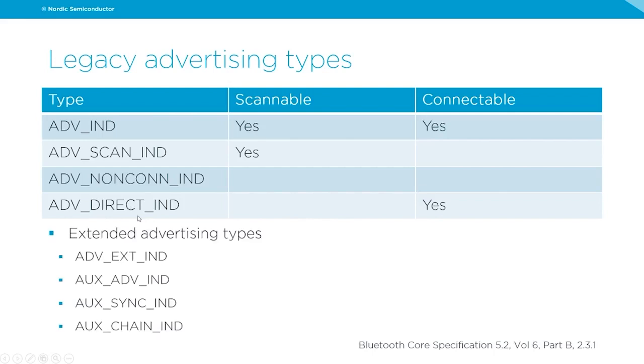And then we have the extended advertising types. These are the new advertising extension features in Bluetooth 5.0 that I mentioned before. You have 4 more types: extended advertising, advertising on data channel, sync advertising, and chain advertising. We'll talk about advertising extension at the end of this session.